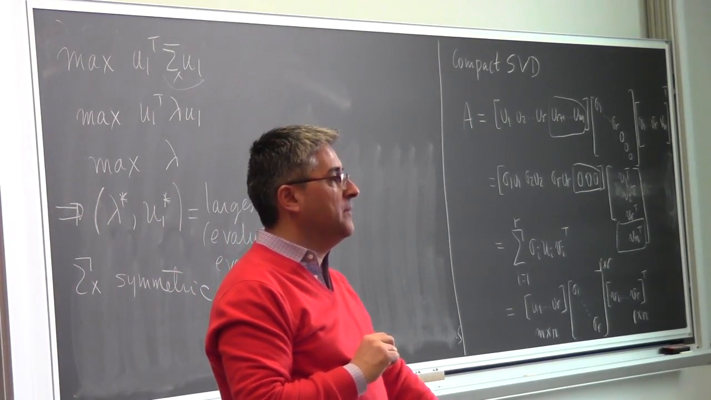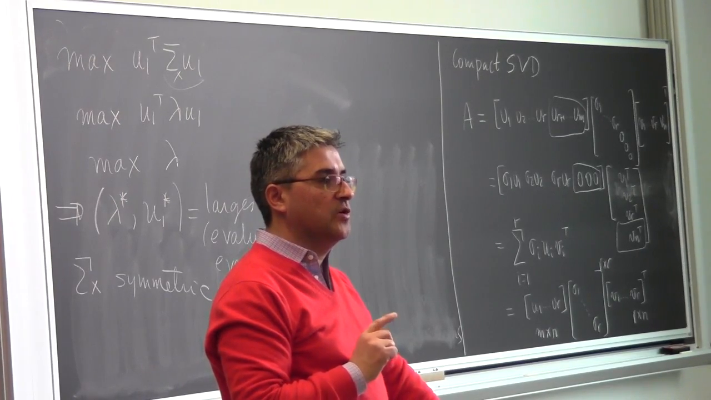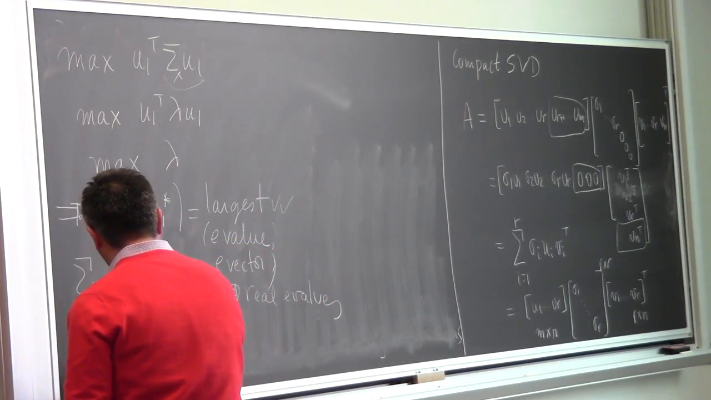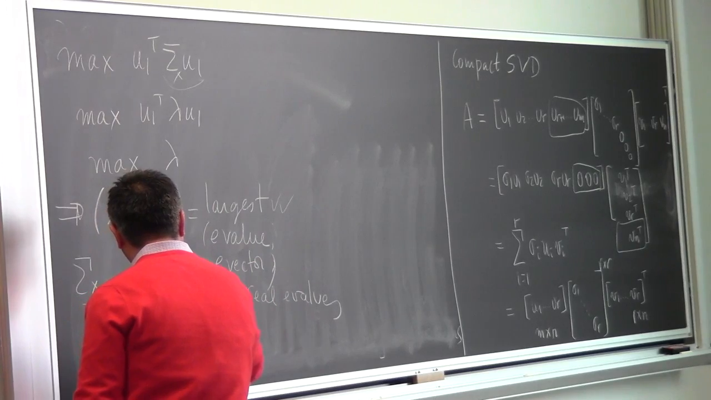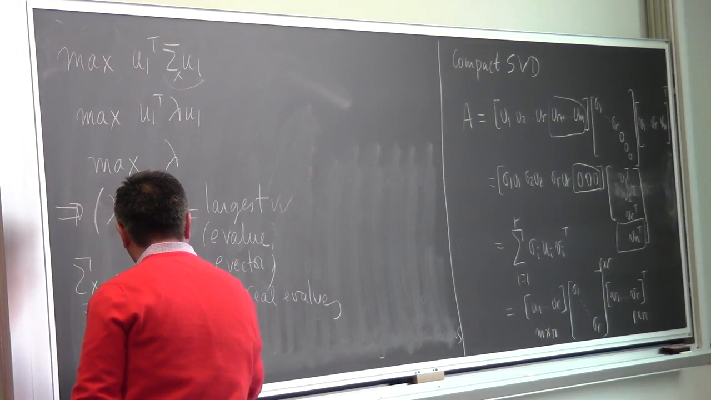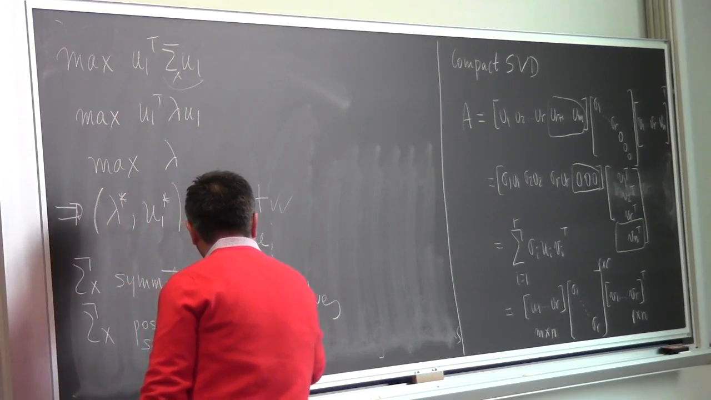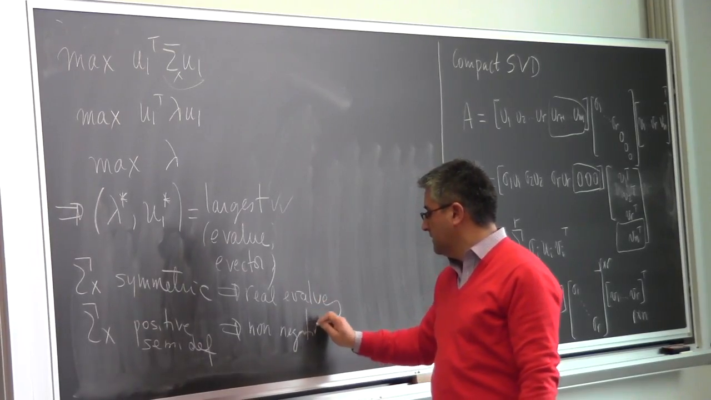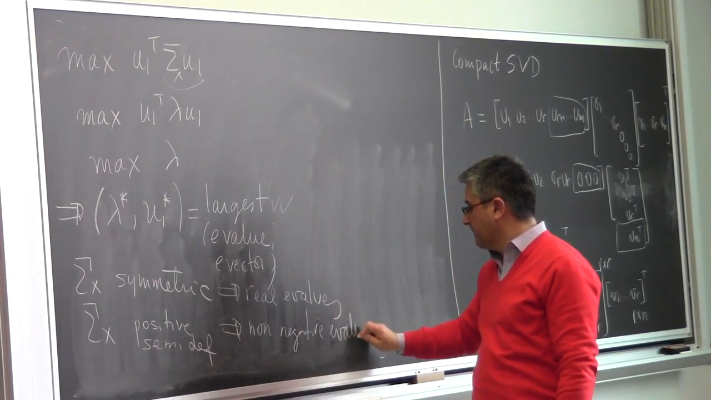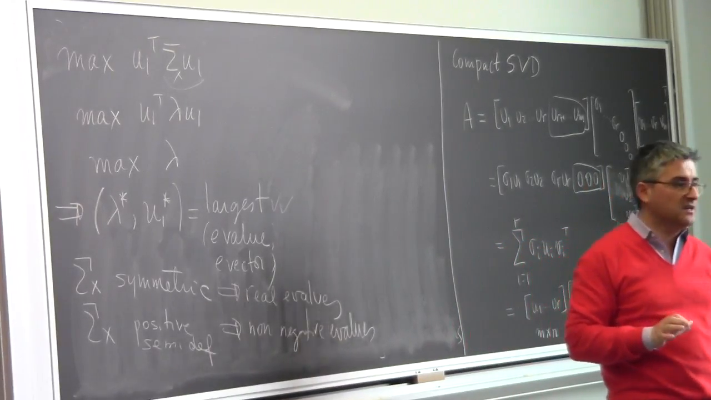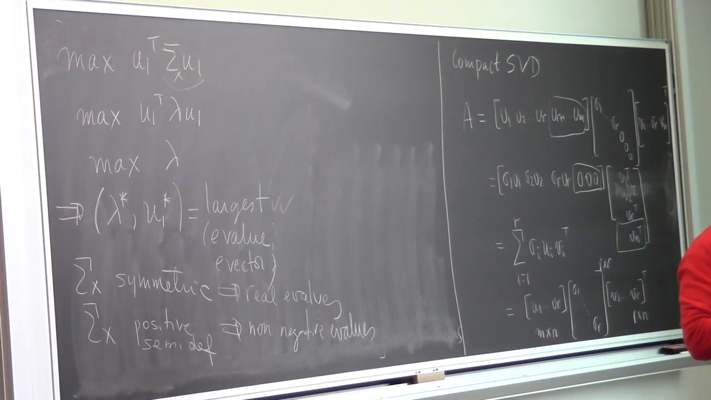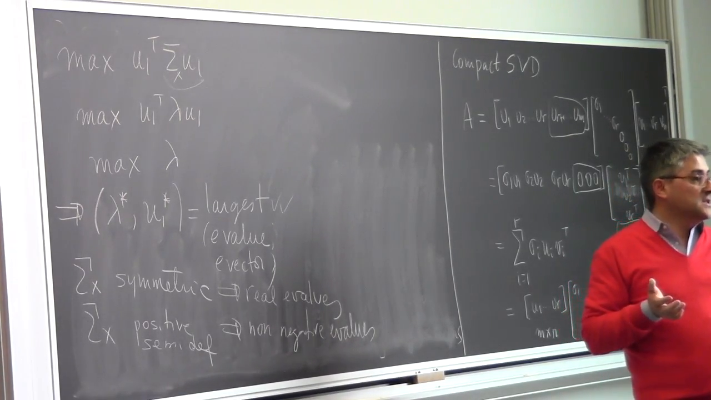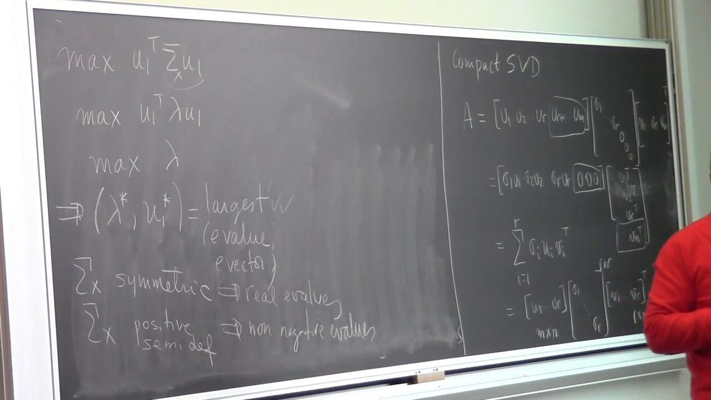So what happens to covariance matrices? Covariance matrices are positive semi-definite. So sigma x is positive semi-definite, and so it has non-negative eigenvalues. This is just a sanity check that my solution makes sense and everything is fine. So they need to be non-negative, and I'm picking the largest, so that's the one that's going to be the largest.